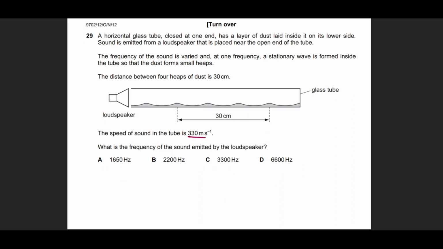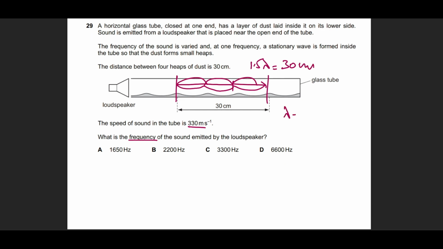Again, a question: the distance is given to you, the speed is given to you, and he is asking about the frequency. No problem. Starting from this point and ending at this point, I can see that the wave actually looks like this. So how many wavelengths are there? Very clearly, we can see one full wavelength and lambda by 2. So this is 1.5 wavelengths being covered in 30 centimeters. So lambda is going to be 30 divided by 1.5, which is 20. Yes, so 20 centimeters of wavelength.